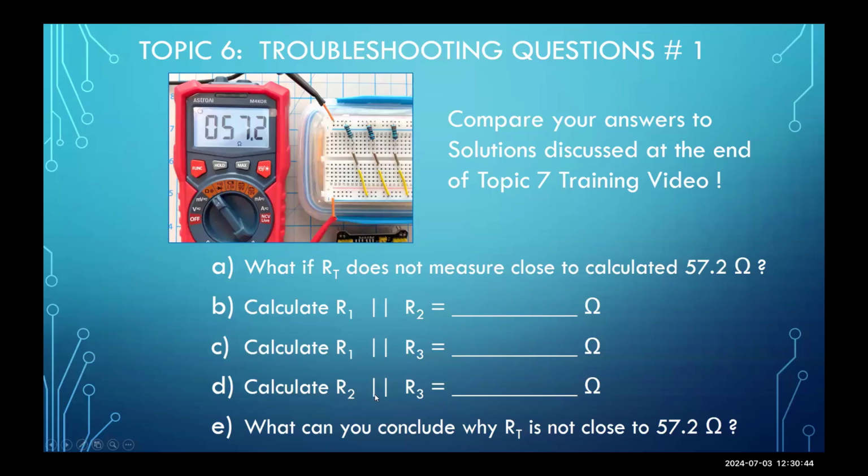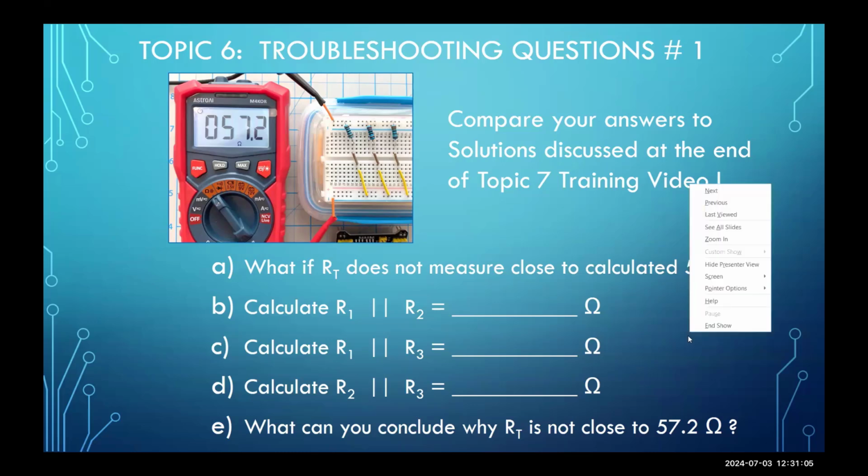Next, if R1 is not in the circuit for whatever reason, calculate R2 parallel with R3. What are those ohms? So what can you conclude about why RT is not close to the 57.2 ohms? You need to answer that question, and we will review your answers to these questions in the topic number 7 training video.